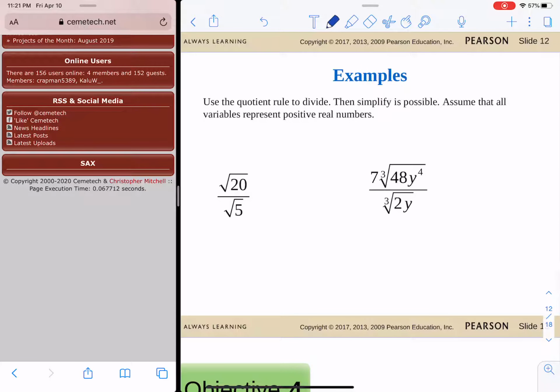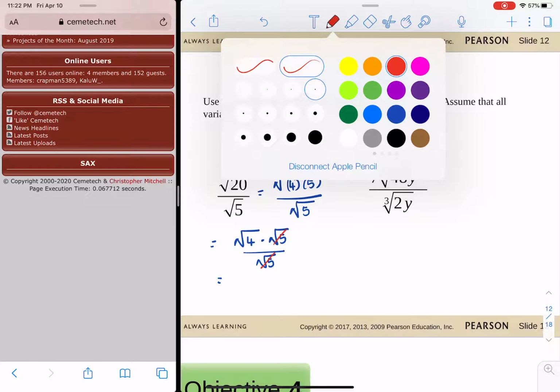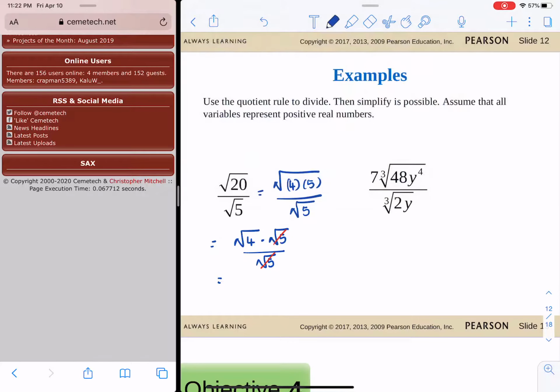So we are going to use the quotient rule to divide here. Could we write the square root of 20 in terms of a perfect square? 20 is 4 times 5, divided by the square root of 5. Split the roots in the numerator. We have the square root of 4 times the square root of 5, divided by the square root of 5. Those two would get cancelled, and the square root of 4 is simply 2.